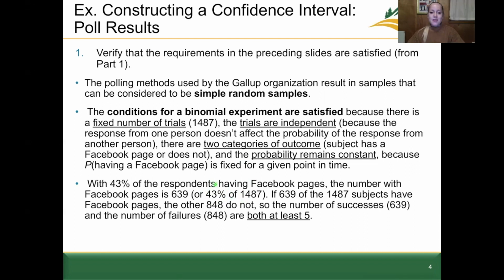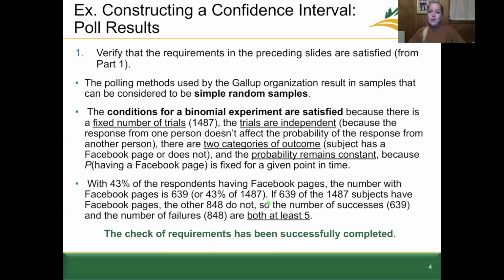Or we can just know that there are this many adults total. So if this many adults do have a Facebook page, then 1,487 minus 639 is equivalent to 848. So our measure of success, an adult does have a Facebook page, there's 639, that's greater than 5. Our measure of failure is 848, adults do not have a Facebook page, so that measure of failure is also greater than 5. So now we've checked off all of these requirements, so this requirement check is done.